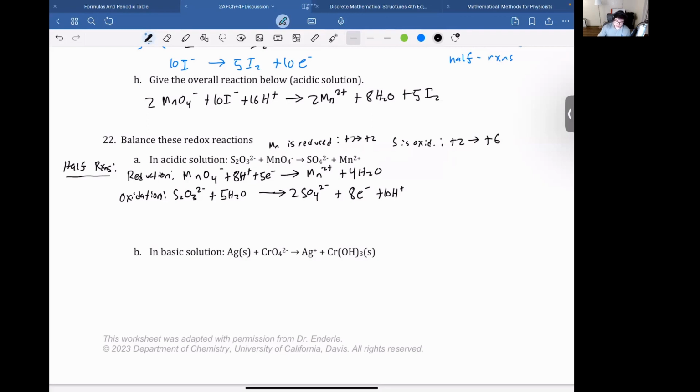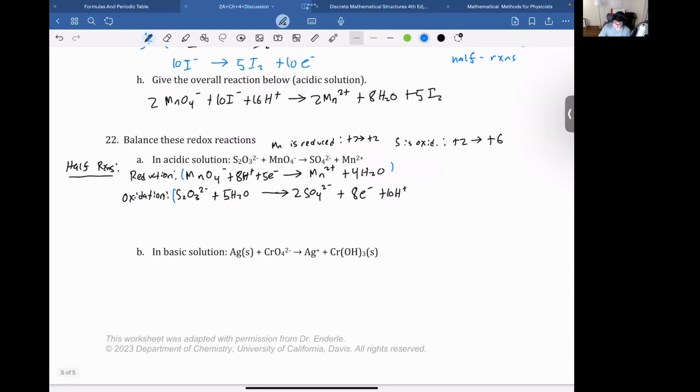And then we look for the least common multiple. The least common multiple of 8 and 5 for these electrons to cancel out is going to be 40. So I need to multiply the top one by 8 and the bottom one by 5. So least common multiple of 5 and 8 is 40. Now we go ahead and add these up.